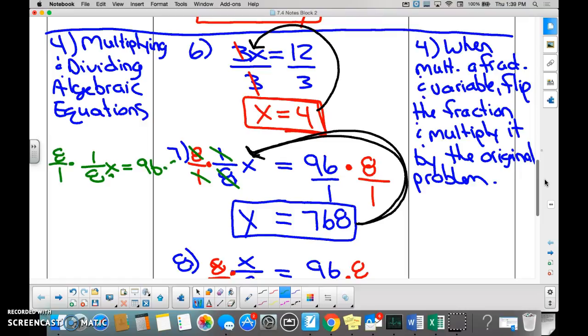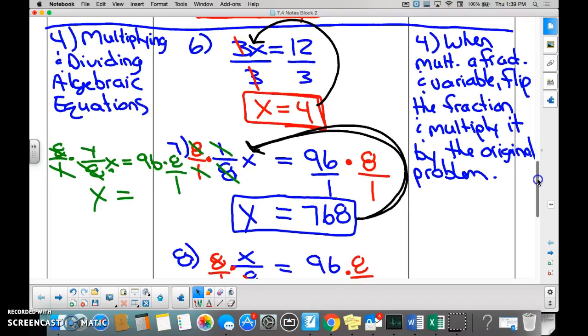And don't forget, whatever you do to one side, you do to the other. And 8 and 8 cancel, 1 and 1 cancel. We've got x equals our answer, which was 768. That, my friends, is going to be the hardest thing for you to remember and do. It actually every year is the hardest thing for my pre-algebra kids. Okay, our cheat sheet idea is based on that exact thing.